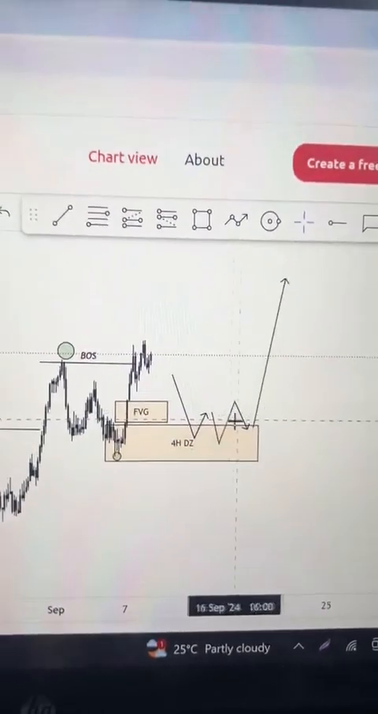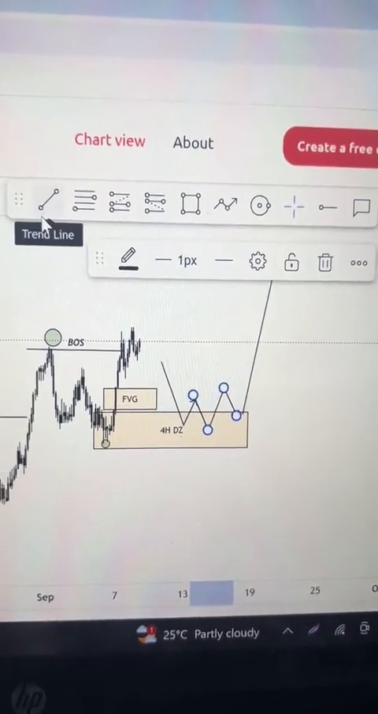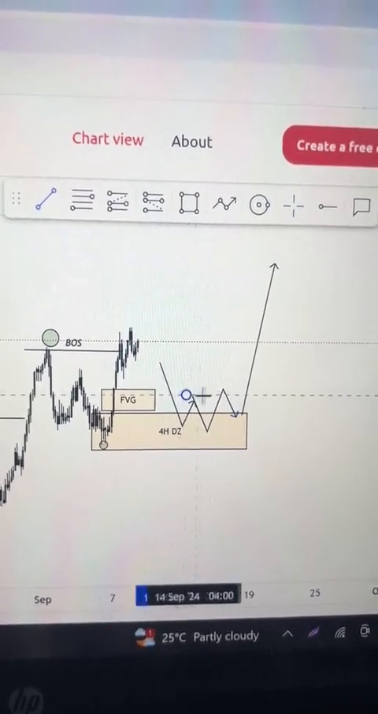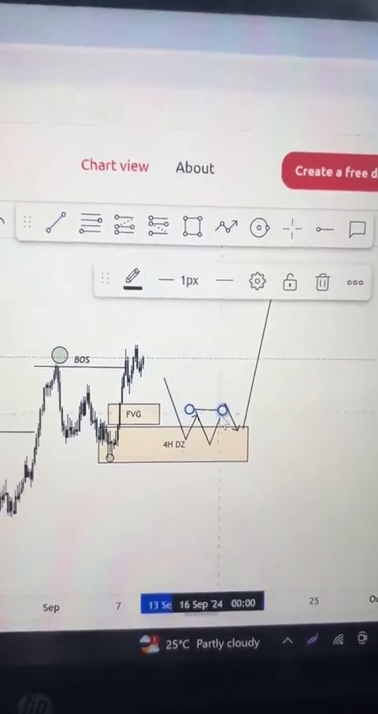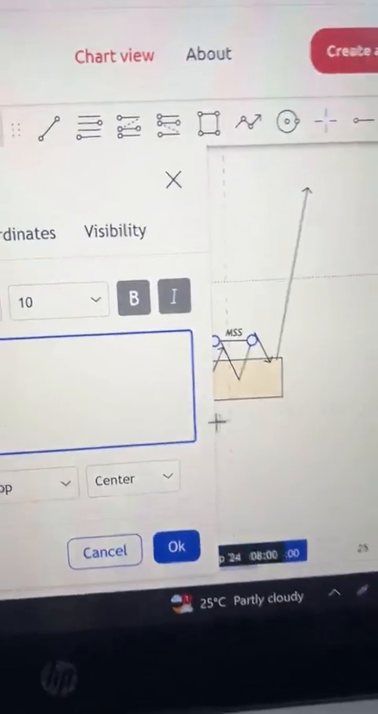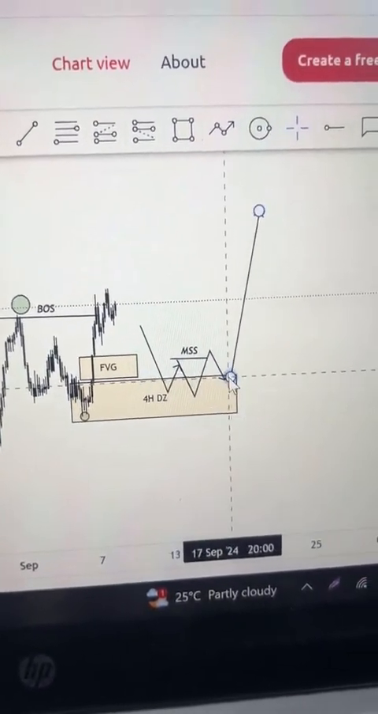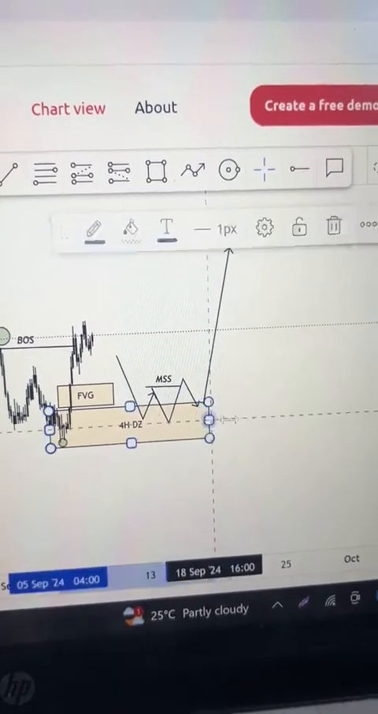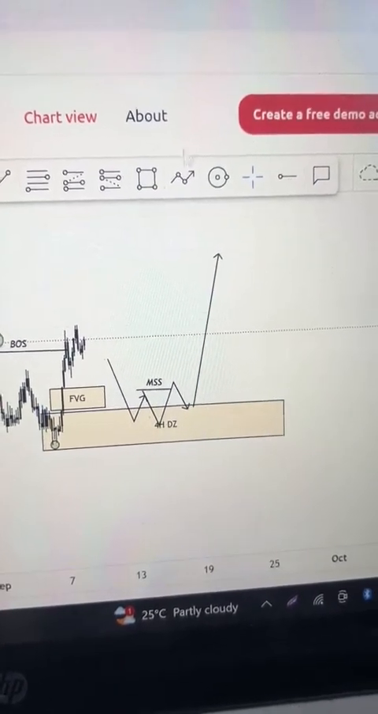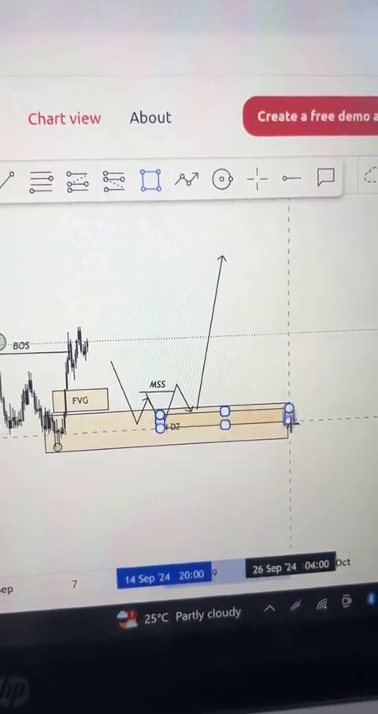This is the strategy that I am looking for. Anything else that is not happening on this chart, that is not part of my strategy, count me out. I'm looking for a market structure shift on the 15 minutes. Once it taps my demand zone, I will go back and mark my 15-minute demand zone that caused that market structure shift.